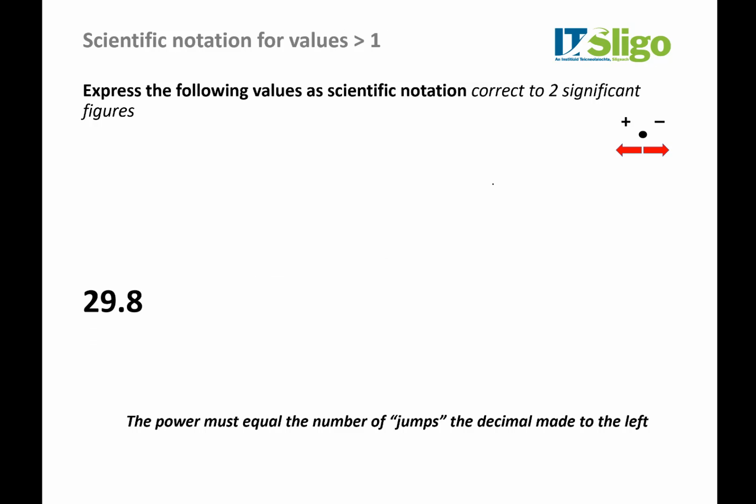And finally, this would be 2.98. The decimal point has only moved 1 place to the left, so 10 to the power of 1. And now to two significant figures. Again, there's my two significant figures. I look over, and again, guys, I have to round up, so that's 3.0. And that's our value there to two significant figures.